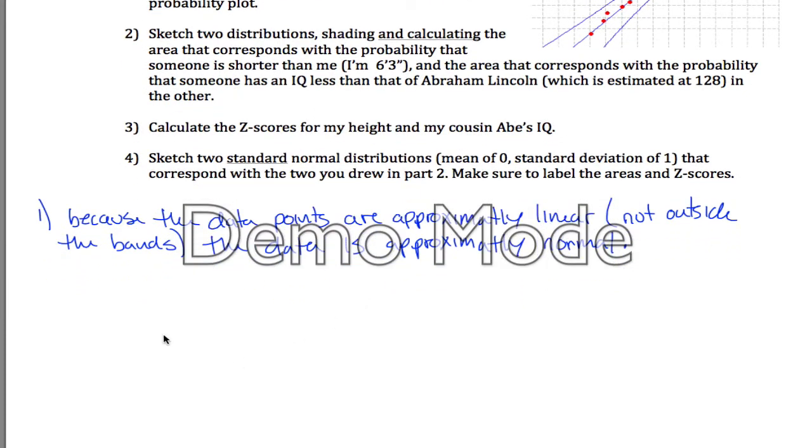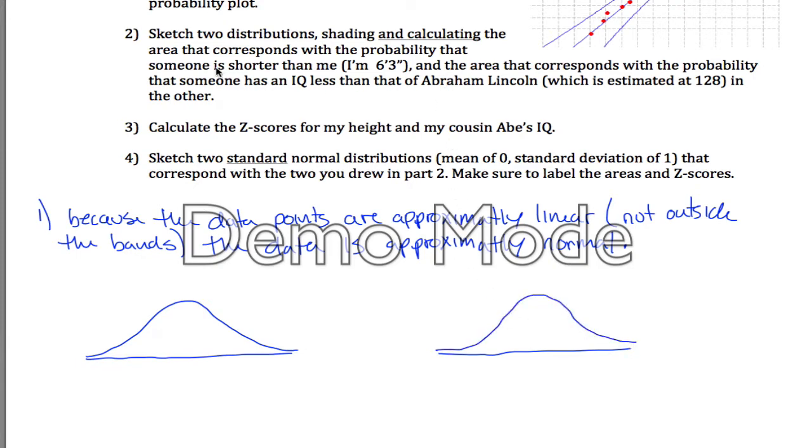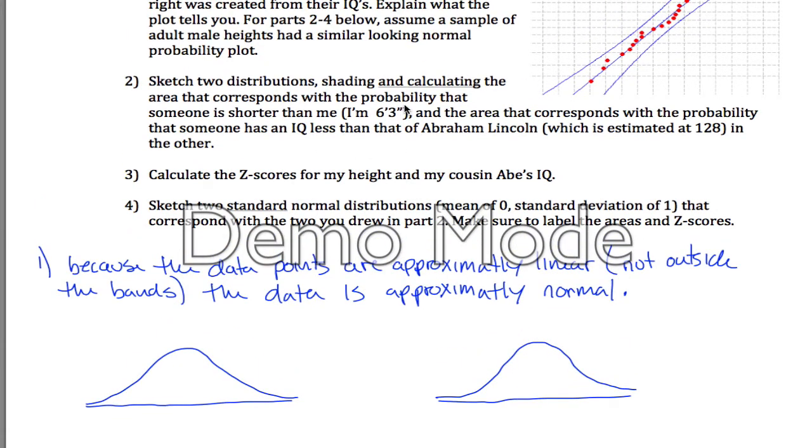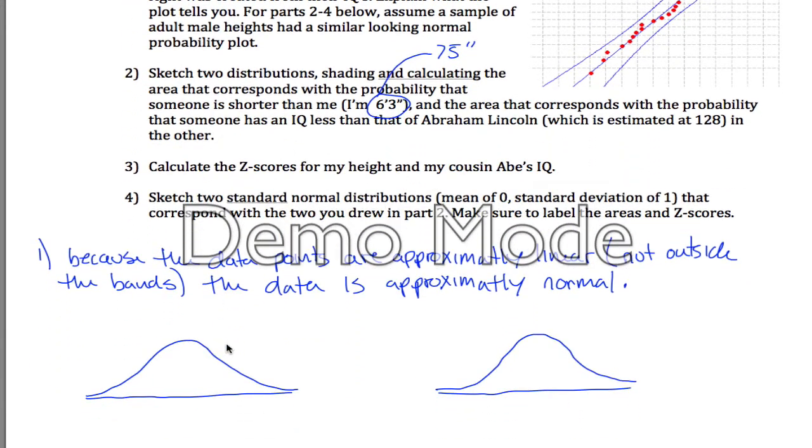Okay. Number 2, sketch 2 distributions, shading, and calculating. So I think we've sketched these distributions before, but we haven't calculated any areas in them. Shading and calculating the area that corresponds with the probability that someone is shorter than me. So I'm 6'3", which is 75 inches. And we said that the mean height is 70 inches. And standard deviation is 3.